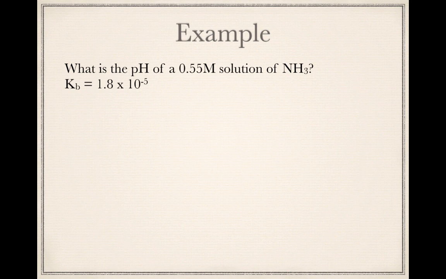Well, here's an example looking for the pH of a 0.55 molar solution of ammonia, NH3. It's got a Kb of 1.8 times 10 to the minus 5. So this is an example that we will work out in class. If you want to give it a try on your own, I certainly encourage that before class, and hopefully you can get that.